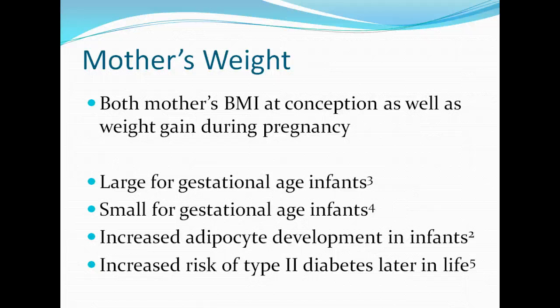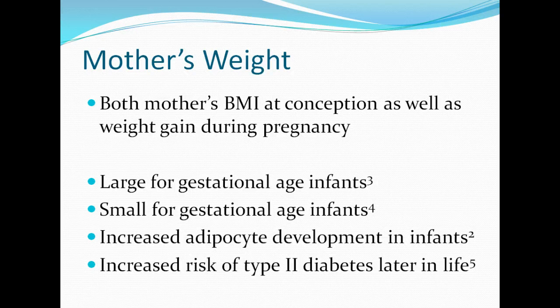One of the problems with mother's weight is both mother's weight at conception as well as gaining too much weight during pregnancy can lead to a large for gestational age infant. This means that it is an infant who, for their age at birth, whether it be full term or preterm, is larger than the normal. Also, interestingly, if a mother gains too much weight during pregnancy, this can sometimes lead to small for gestational age infants due to a decrease in ability for the fetus to develop as much as it would normally.